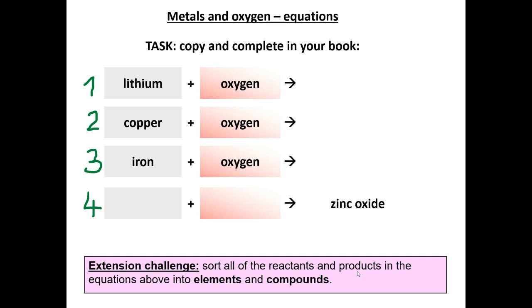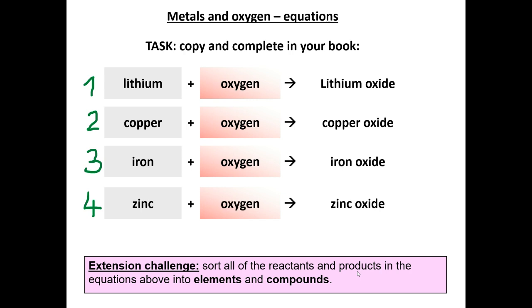All right, welcome back. Make sure you have the correct answers. Lithium reacts with oxygen to make lithium oxide. Copper reacts with oxygen to make copper oxide. Iron reacts with oxygen to make iron oxide. And zinc reacts with oxygen to make zinc oxide.